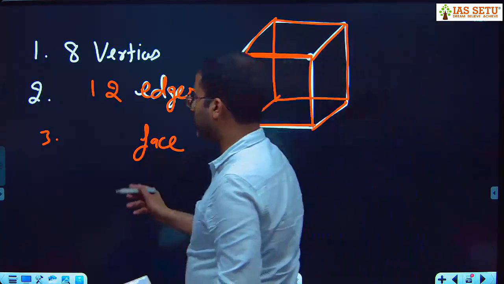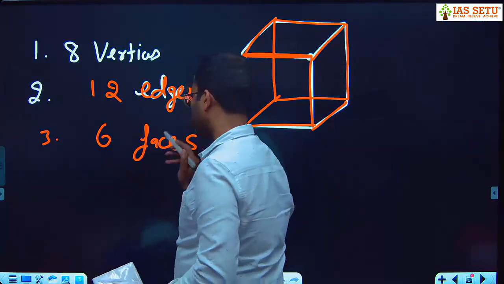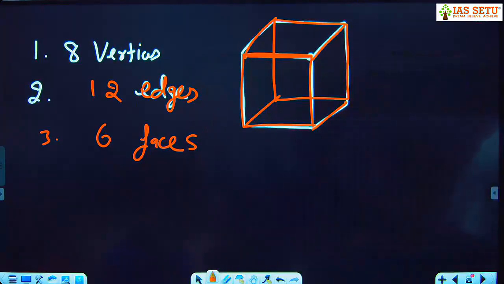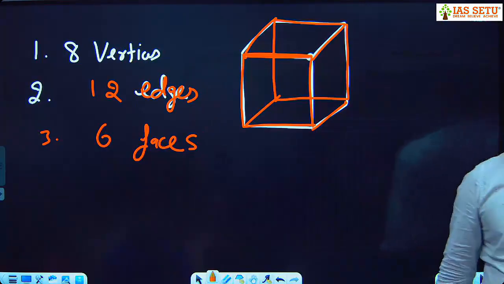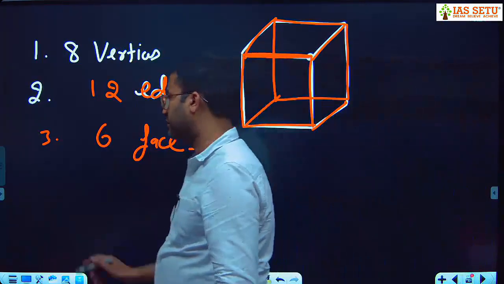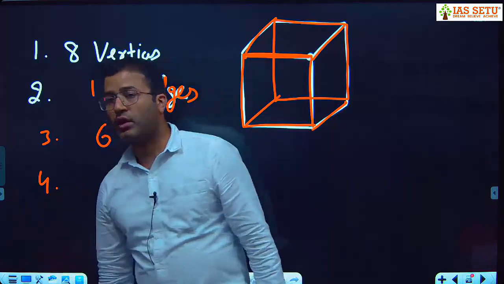So you write third property is every cube is having 6 faces. I repeat, 8 vertices, 12 edges, 6 faces. Now the fourth property.